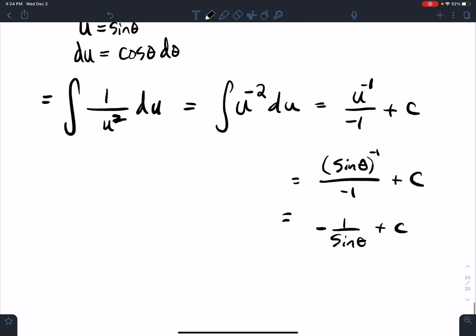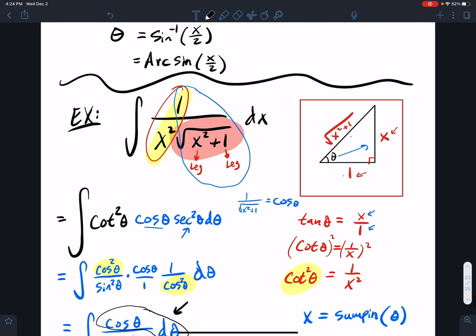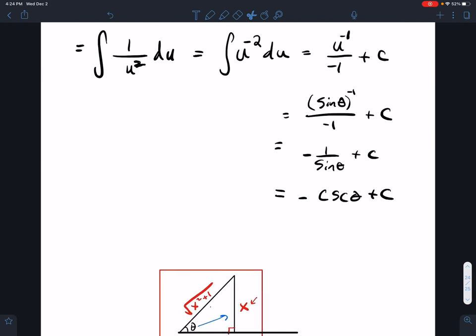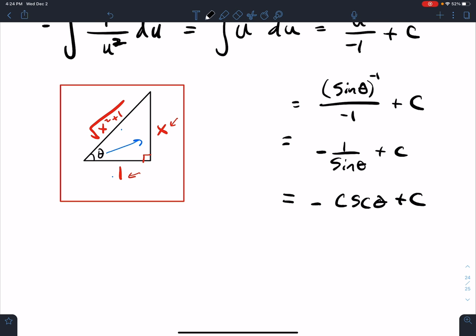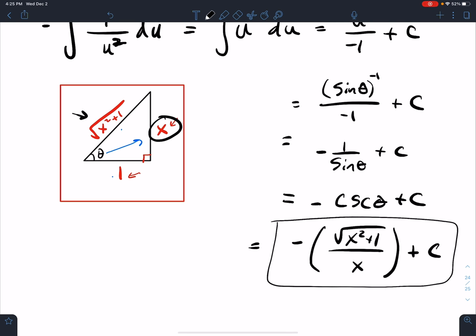Well, what do we know? 1 over sine theta is equal to cosecant theta by reciprocal identity. And now all we have to do is convert back from theta to x, using our triangle. What's the triangle say to do? Triangle says sine is opposite over hypotenuse, so we're going to do hypotenuse over opposite. Negative square root of x squared plus 1 over x plus c. And that, my friends, is the answer.